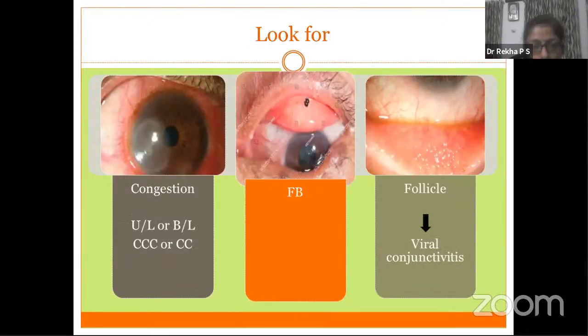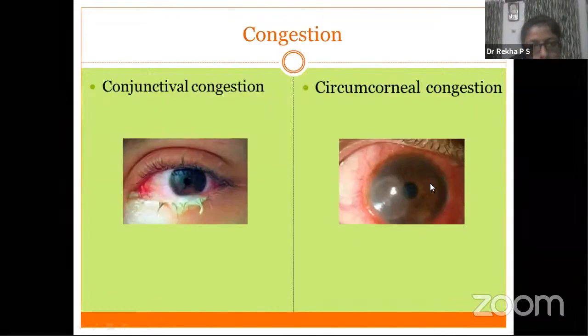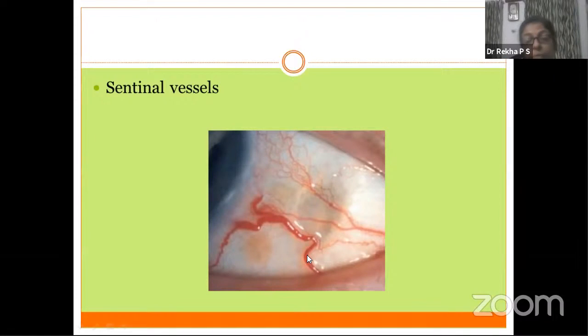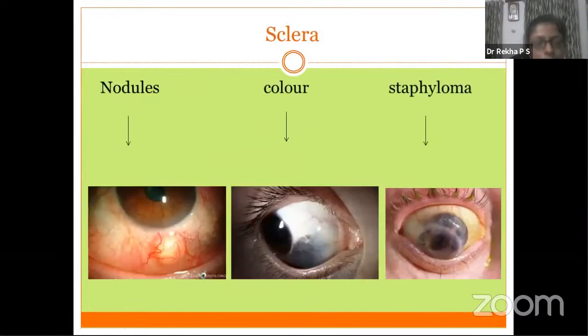Next, you have to look for foreign bodies. If the patient is complaining of foreign body sensation, you have to evert the lid, as the upper tarsal conjunctiva is a common site for foreign bodies. Then also look for other findings like follicles and papillae. You can also sometimes see dilated episcleral vessels, which can be a sign of intraocular tumors like melanoma. So sentinel vessels are also an important finding. If you see such a finding, you have to go for further detailed evaluation.